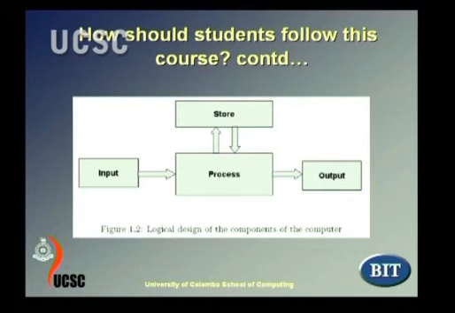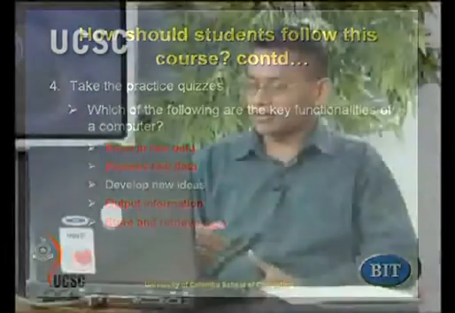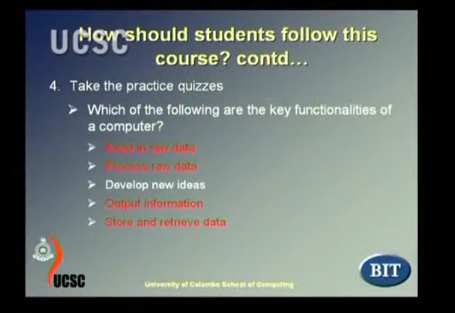This image shows that the computer takes input, processes it, stores or retrieves data from storage, and also outputs information. So when they come to answering the practice quiz, they should be able to identify that read in raw data, process raw data, output information, store and retrieve data are the 4 correct answers, and the wrong answer is develop new ideas. So if they have gone through this cycle of learning and done the practice quizzes, exams should be pretty easy for them.